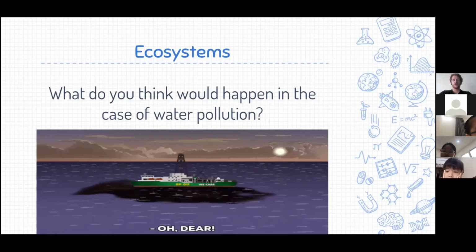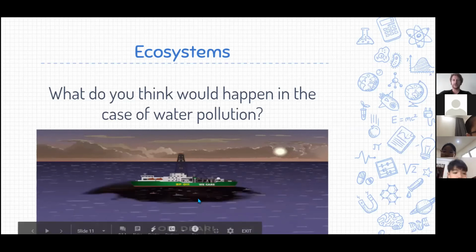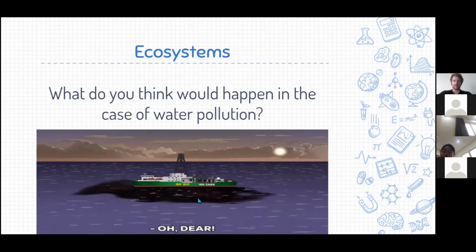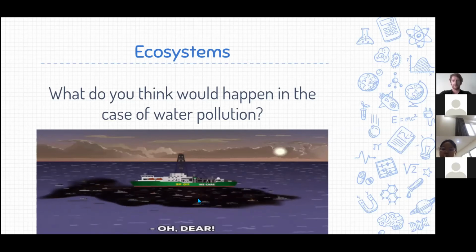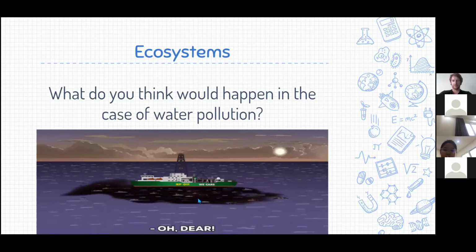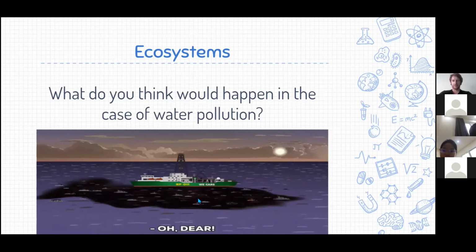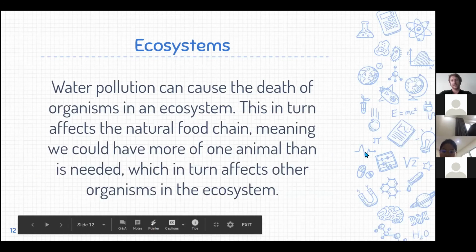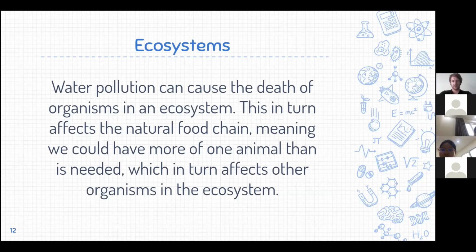When too many fish die, the animal that eats that fish is not going to have any fish to eat, right? So therefore, there's going to be less of that animal. But if you think about what the fish eats, then there's going to be more of that animal as well. So if you think about water pollution, it can cause the death of organisms in the ecosystem. This in turn affects the natural food chain.